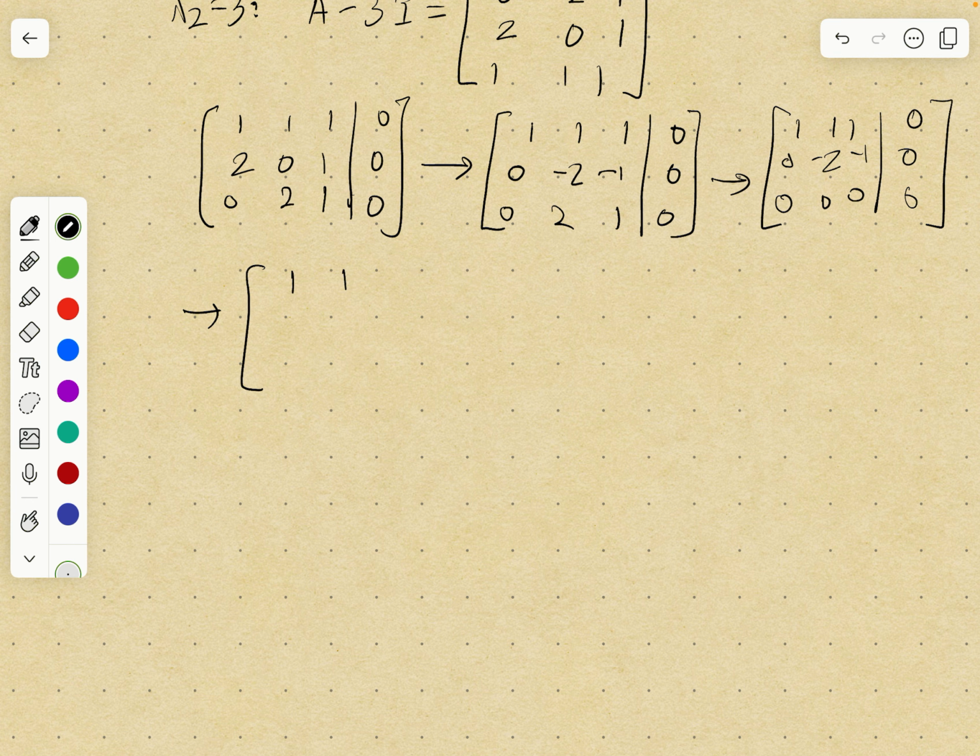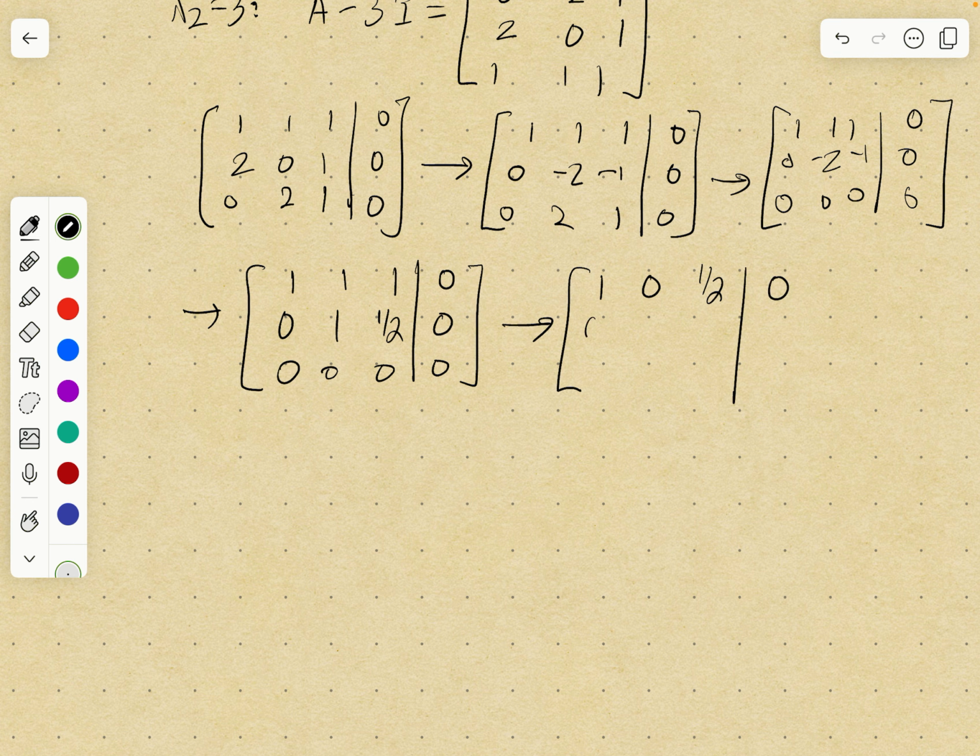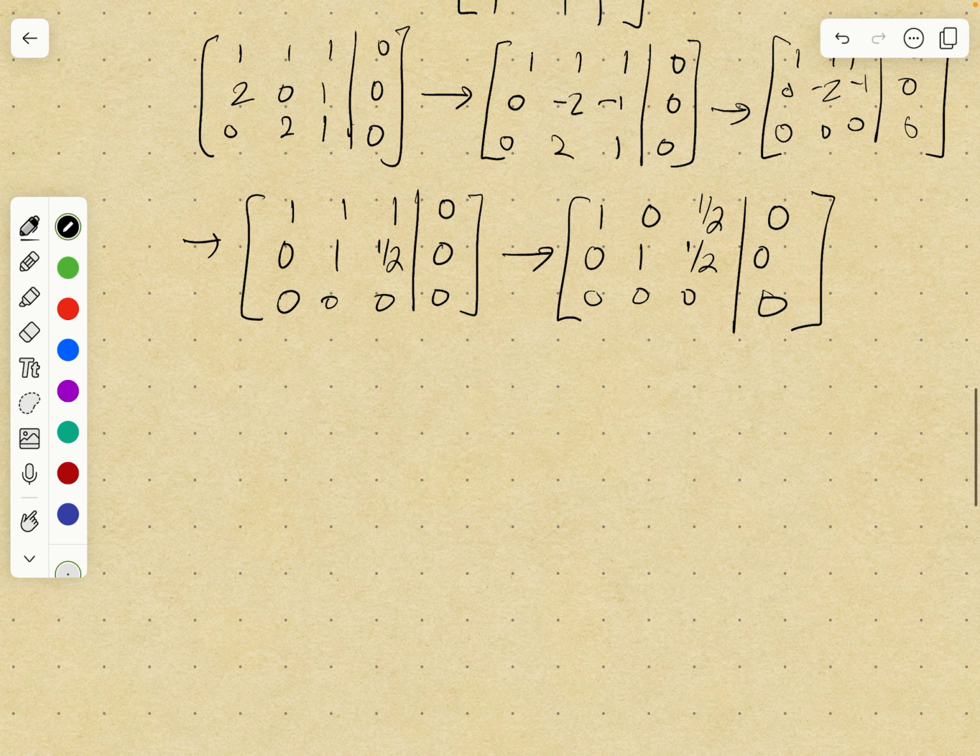All right, so we have one free variable, and then let's just convert this into reduced row echelon form. So let's make this negative 2 into a 1, so row 2 divided by negative 2. So you get this. And then the last step is row 1 turns into row 1 minus row 2. So then you get this. And now our matrix is in reduced row echelon form.